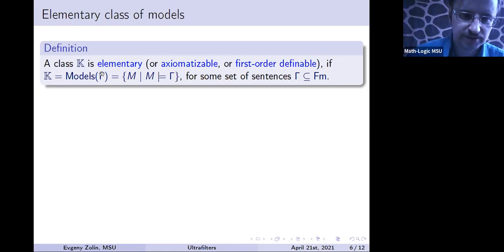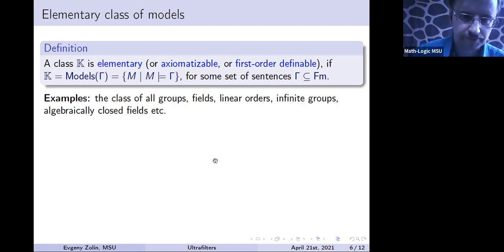So K is elementary if there is a set of formulas gamma such that K is exactly the class of models of these formulas gamma. In other words, for every model M, M is in K if and only if M satisfies gamma. For example, the class of groups. We know that this class is defined by 3 first-order formulas, the 3 axioms of groups. Similarly for fields, for linear orders, for Boolean algebras.